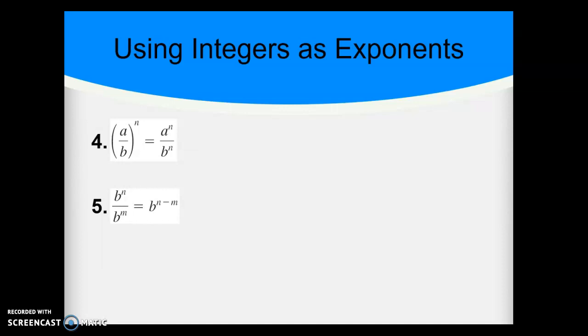So in the videos that follow this one, we're going to be incorporating not only the new rules for exponents, 0 exponents and negative exponents, but we'll also see that we'll be using the previous rules that we learned about at the beginning of Chapter 3.